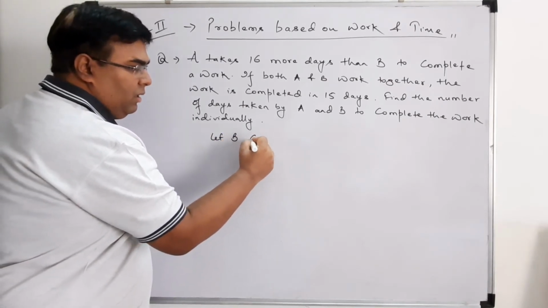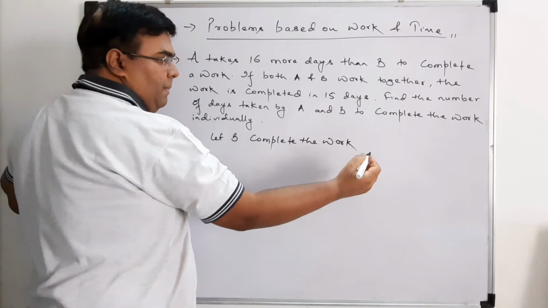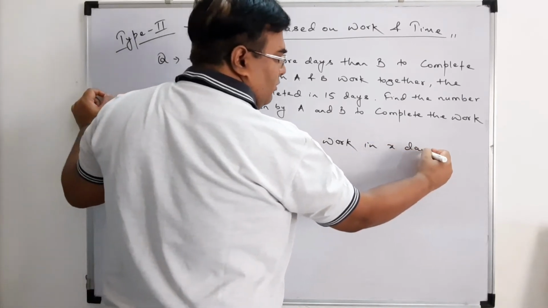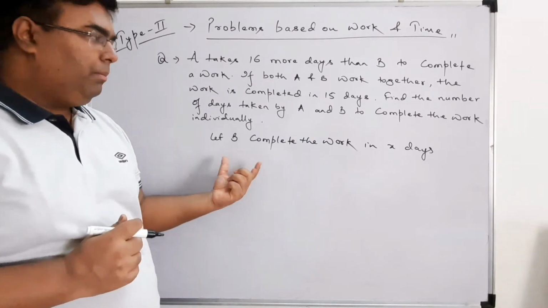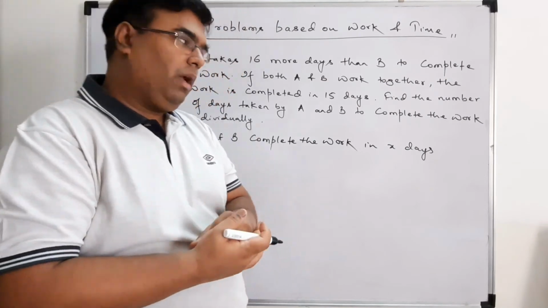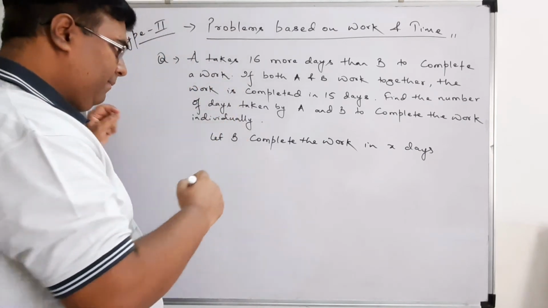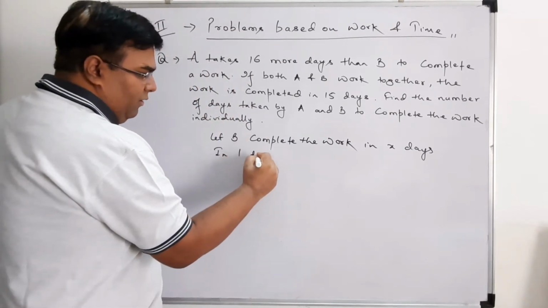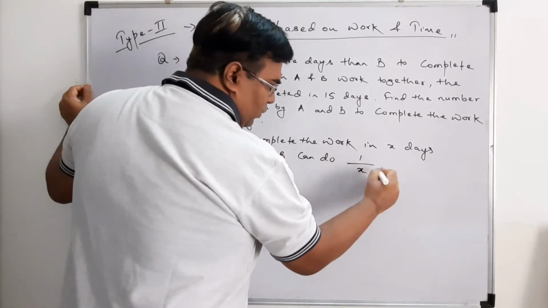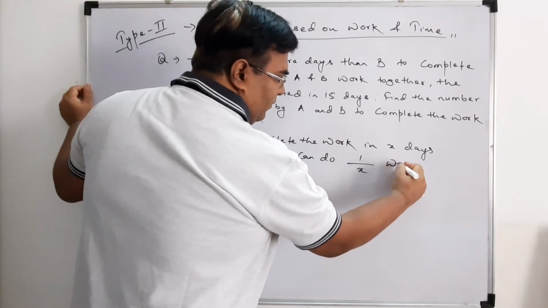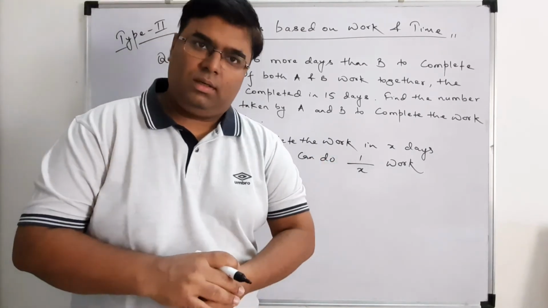Okay, let's see. So my solution will start like this: let B complete the work in X days. You can take A also. So let B complete the work in X days individually. So now we have assumed that every day we do the same kind of work. So in one day, B can do how much work? 1 by X of total. So in one day we can do 1 by X work. Alright, simple.